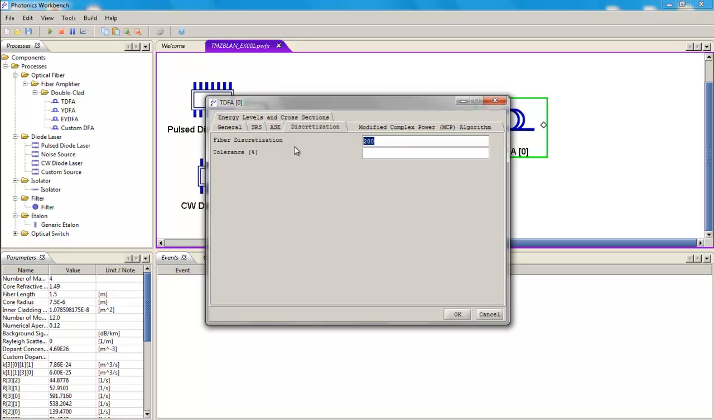The fiber is to be discretized into 200 spatial steps when simulating. From experience, a good starting point is 100, and this value may need to be increased until the results converge between successor simulations.